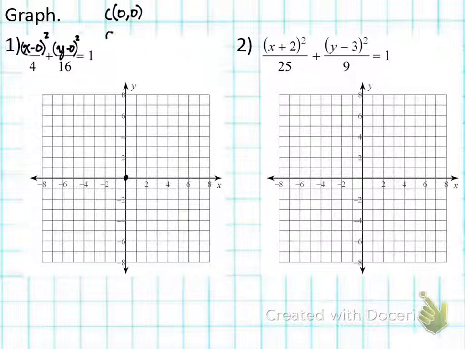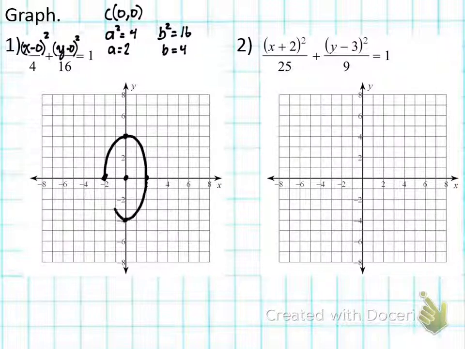Plot the point. Then we figure out what a squared is. A squared is the number underneath the x term. So a is equal to 2. It's how far to the left or right the points are. B squared is how far up and down the points are. So b squared is equal to 16.